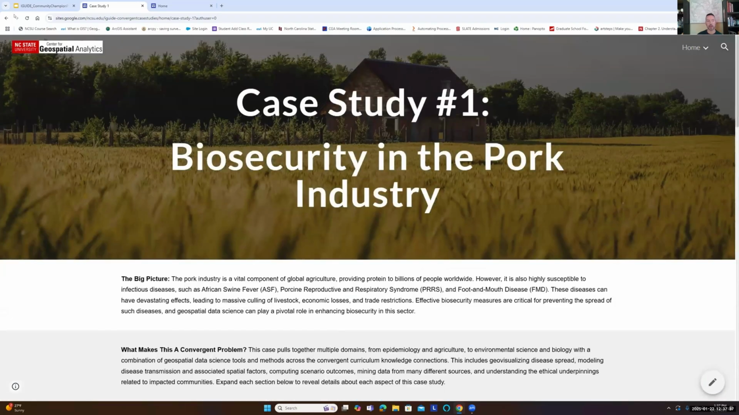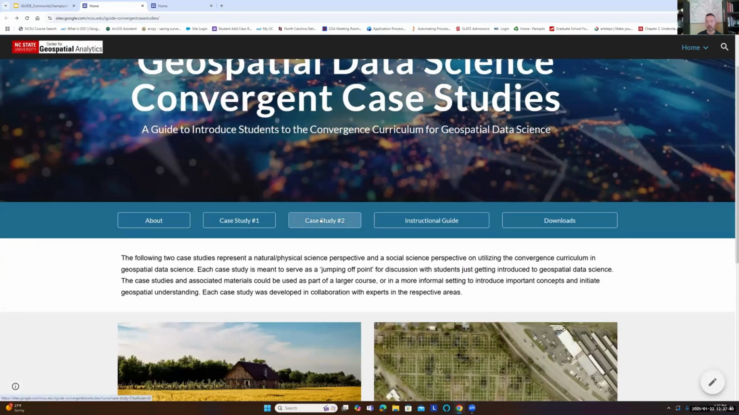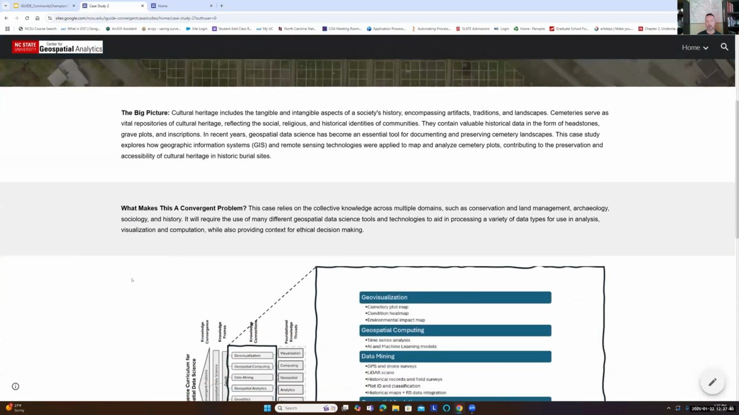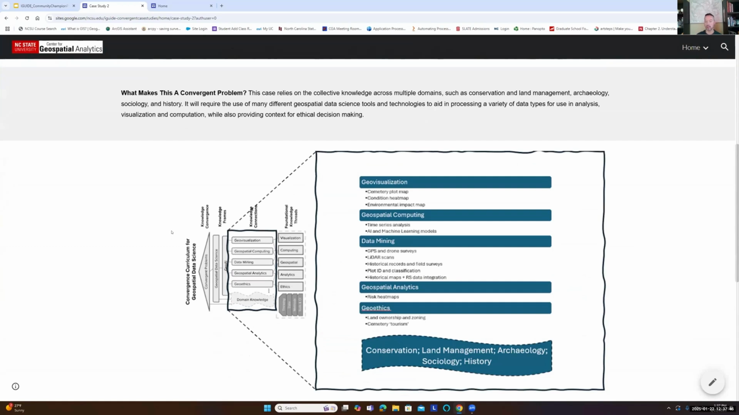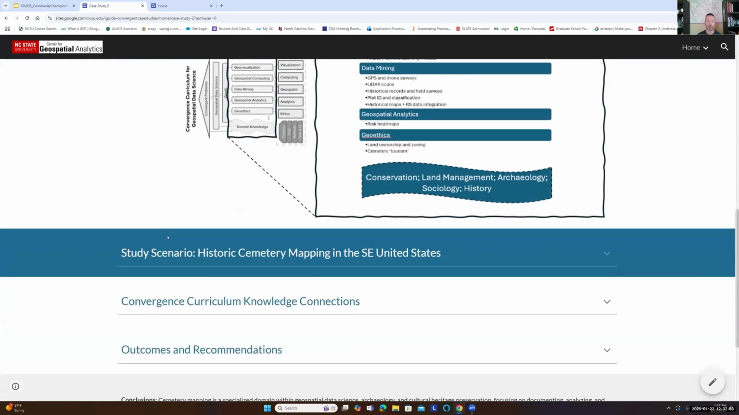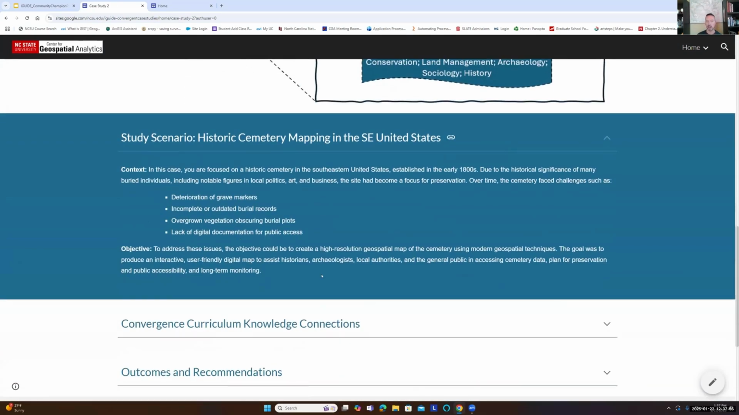And so similarly for the humanities and social science case study, this again was focused on a combination of domains, whether it's conservation, land management, archaeology, sociology, history, with the objective coming from this idea of looking at a historic cemetery in the southeastern United States. It has a lot of historical significance. Maybe there are a lot of important individuals buried there, notable figures in politics, art, and business, and it's a focus for preservation. But cemeteries face a lot of challenges, and so the objective is really to create high-resolution geospatial maps of the cemetery using modern geospatial techniques.